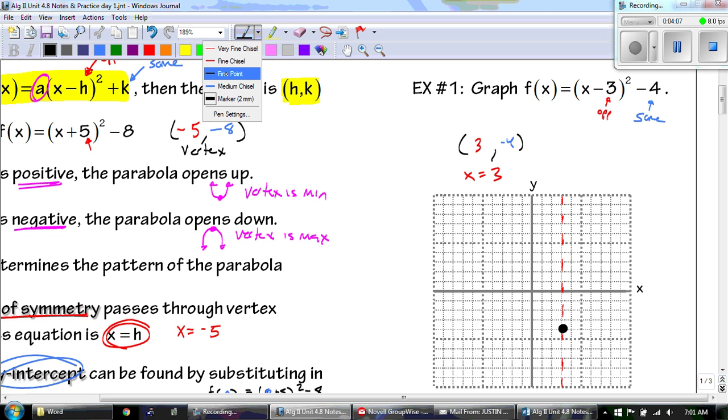Okay, so what number do we have out front? Well, there's nothing there, so that means that a equals 1. It's positive, and it's going to be going up. Okay, so I would just follow my pattern of up 1 over 1, and then up 4 over 2. And then graph. Ta-da! It's not too hard, is it?